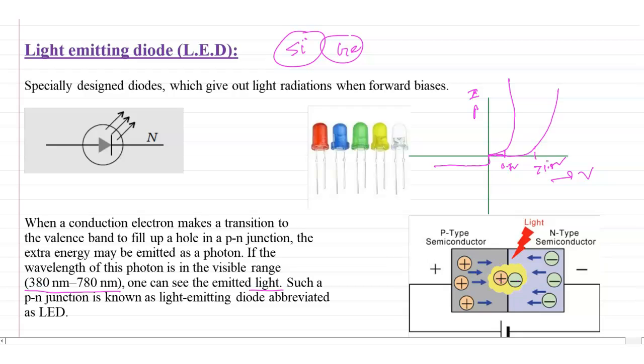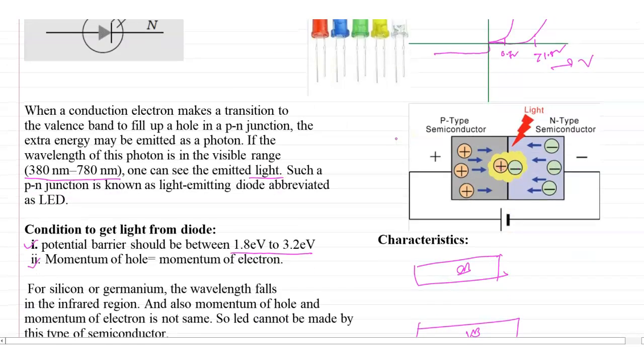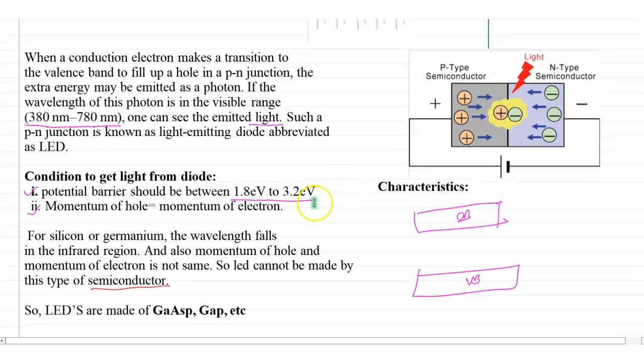For red LED, the minimum voltage is 1.8 volt or 2 volt. But for blue LED, we need a minimum voltage of 3 volt. Blue LED consumes more power and needs more voltage than red LED. You can practically check this. So for red LED, minimum voltage is 1.8 or 2 volt, but for blue LED, it is greater than or near about 3 volt.